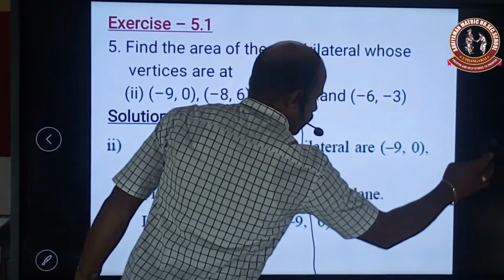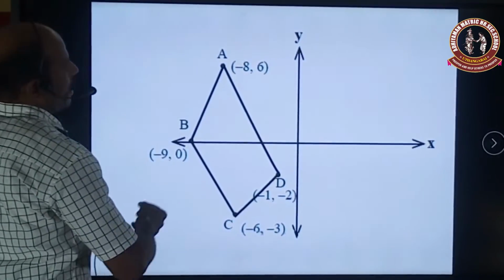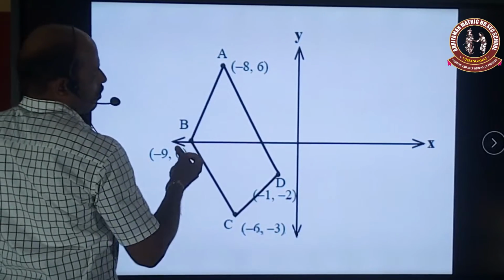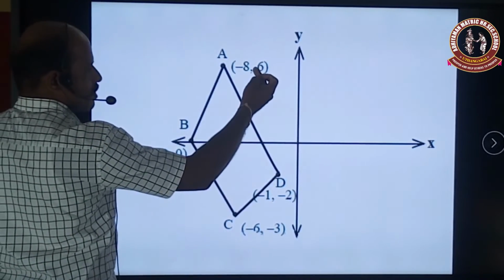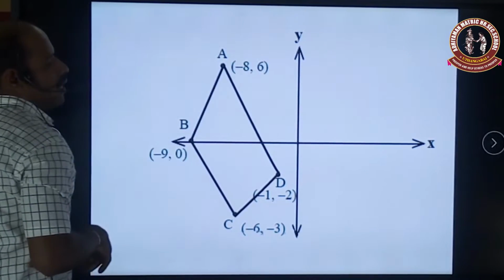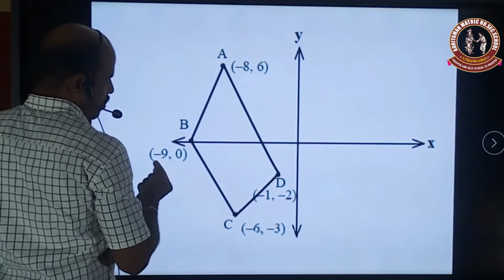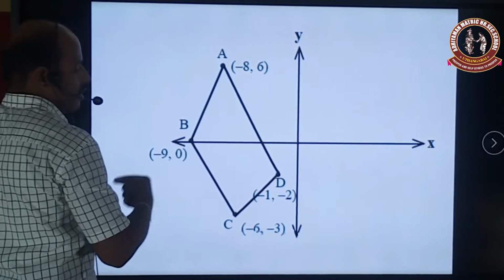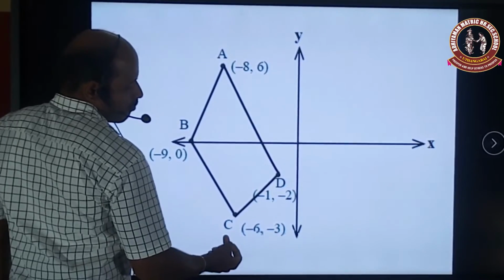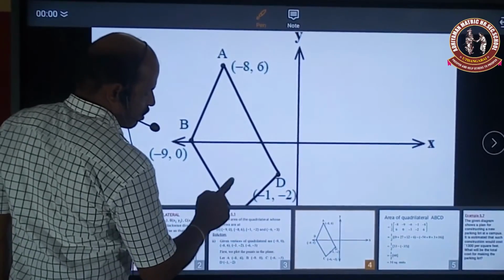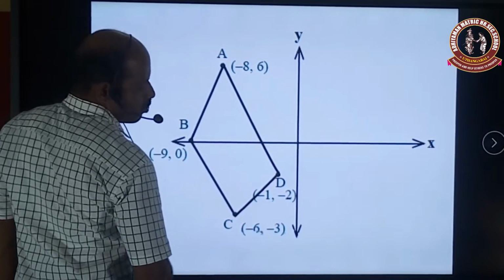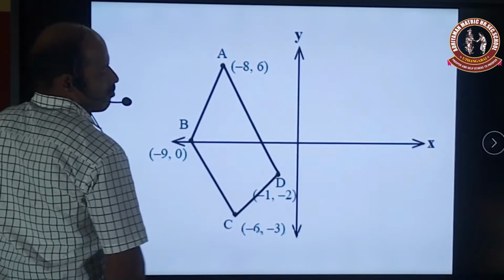See the quadrilateral diagram. First point, (-8, 6): minus 8 on the negative x axis, plus 6 on the positive y axis, minus plus, so the point is in the second quadrant. Next, (-9, 0) lies on the negative x axis. (-6, -3): x value minus, y value minus, so it is in the third quadrant. Next point D, (-1, -2), minus minus, third quadrant.